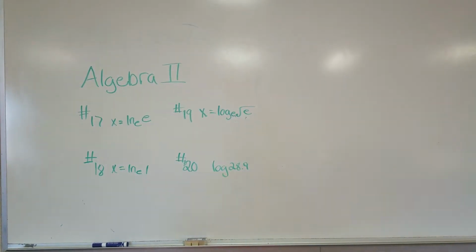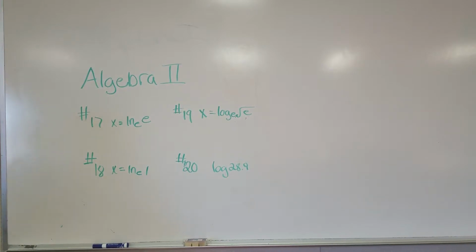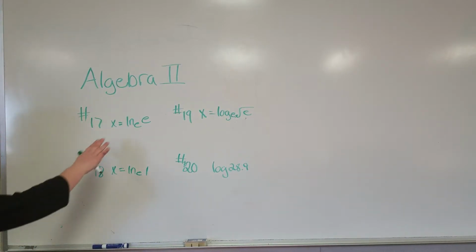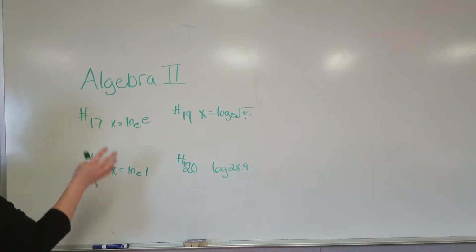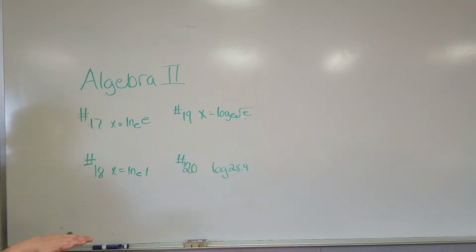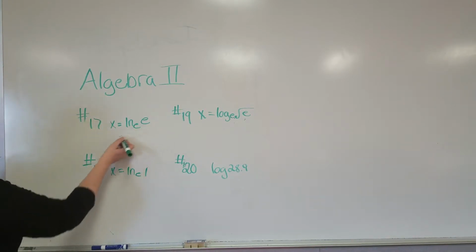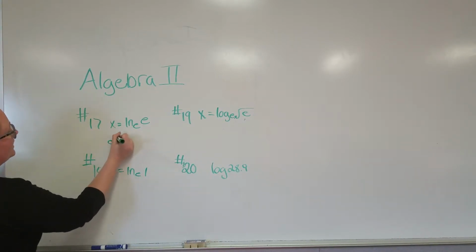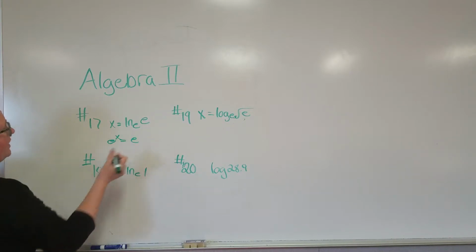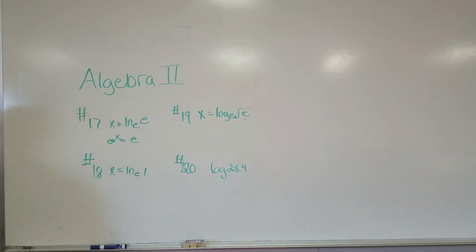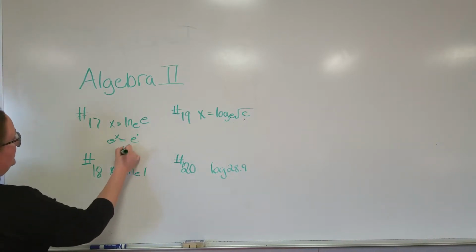All right, we're going to work with these logarithmic expressions here in 17, 18, and 19. ln is the opposite of e. This is just like the logarithmic expressions we did. We solve for the exponent, and this is our base. So we're going to say e to the power of x equals e. Well, e to the power of what equals e? Anything to the power of 1 equals itself. So we know x equals 1.